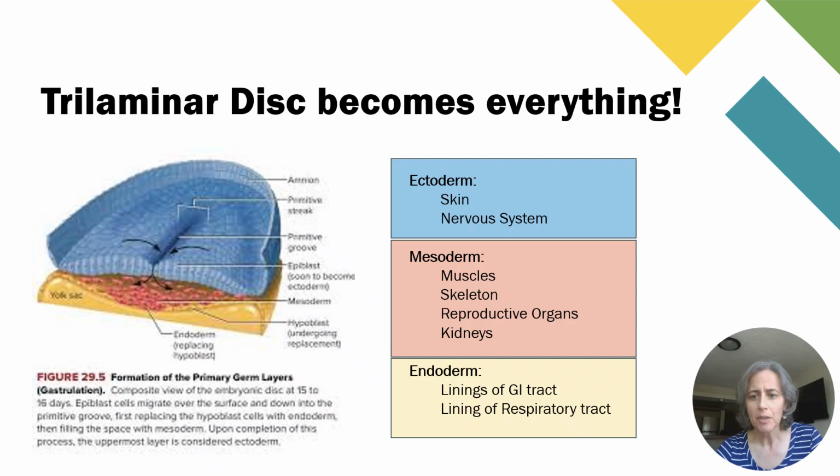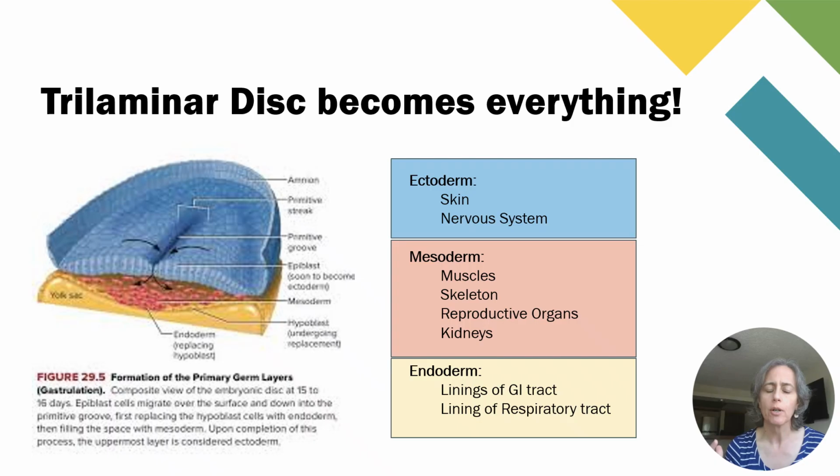So that trilaminar disc, that 3-layered disc in the middle of what was the blastocyst, is now going to become everything. It has to become everything of the embryo and future fetus or baby. So in broad strokes, this is an overgeneralization, but the ectoderm, that first blue layer, is going to form the skin and the nervous system. So that's why we're talking about it.